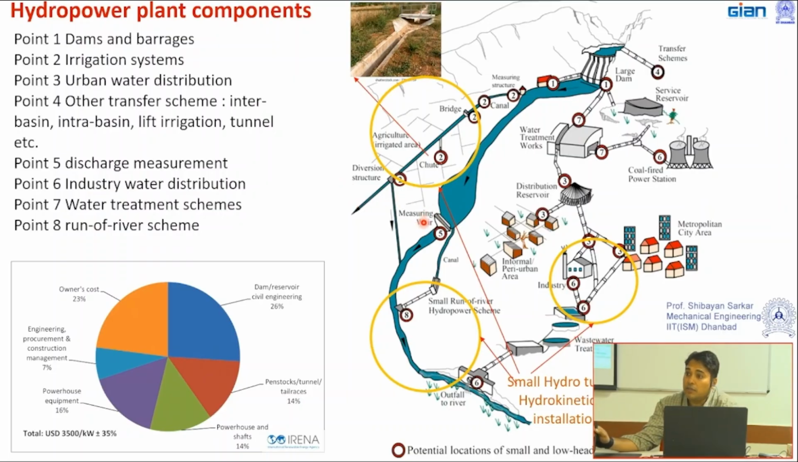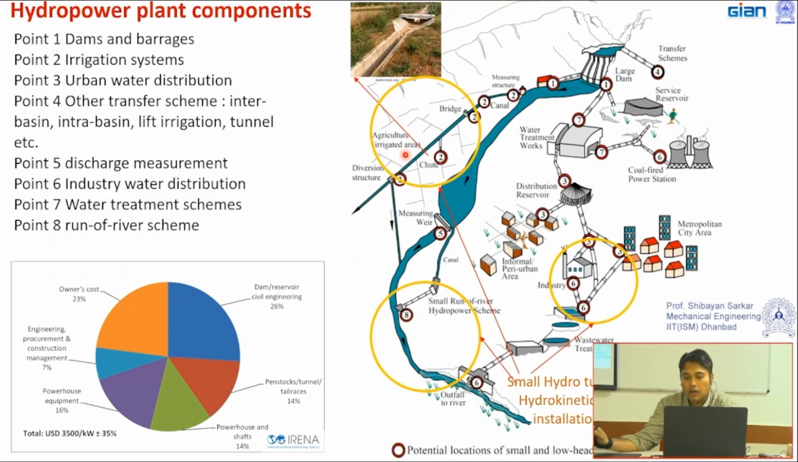So this is for the measuring purpose. Still it is a civil structure. So similarly, this is another civil structure which will ensure constant water discharge through the channel. So this is run-of-river. So this run-of-river is the most suitable place where you can install your hydrokinetic turbine.